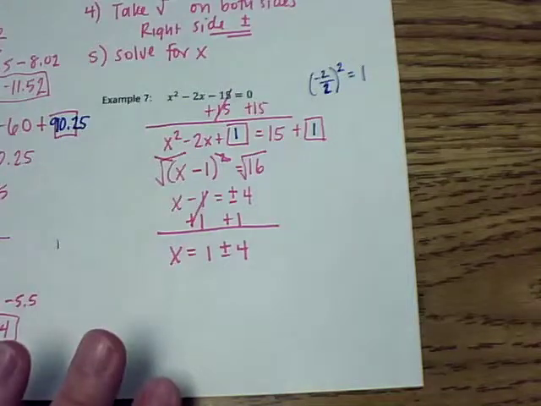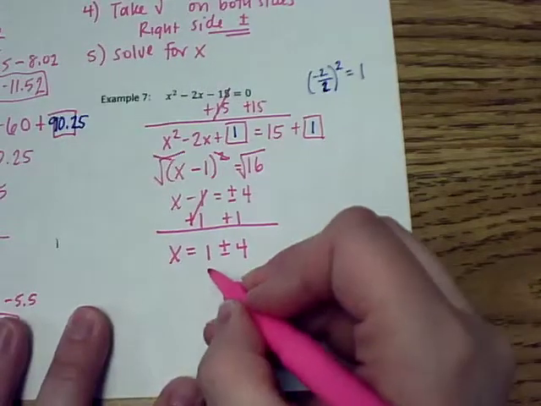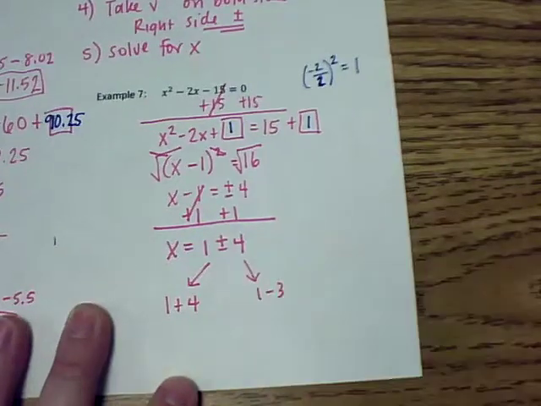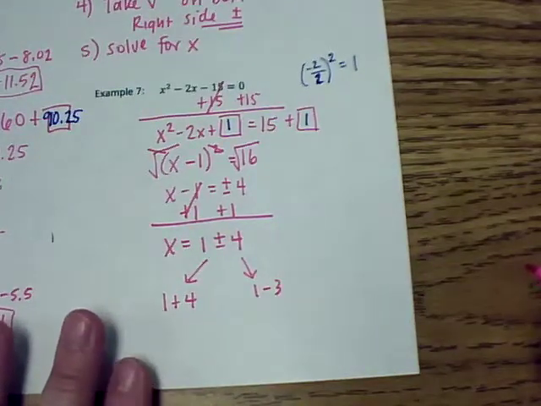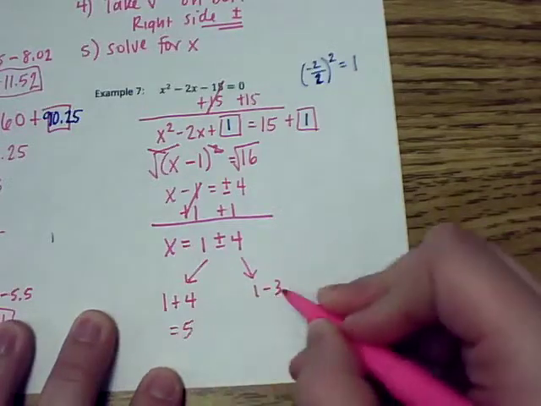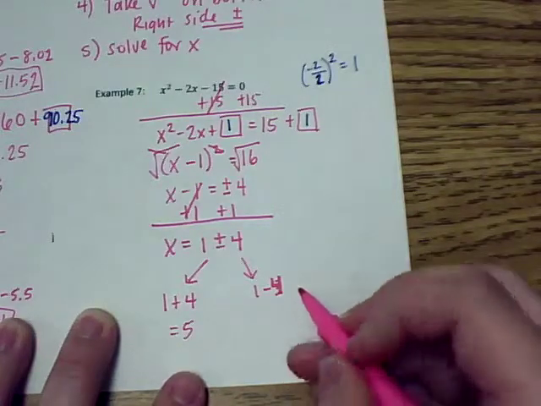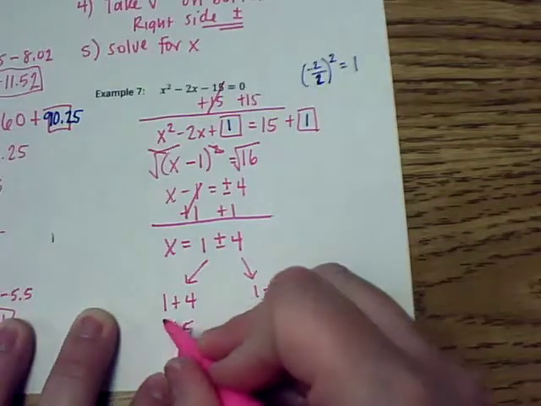Once you have it to this part, break it down with the plus and the minus. So 1 plus 4 is 5. 1 minus, oh, that should be a 4, not a 3. Sorry. 1 minus 4 is negative 3. So there are two answers.